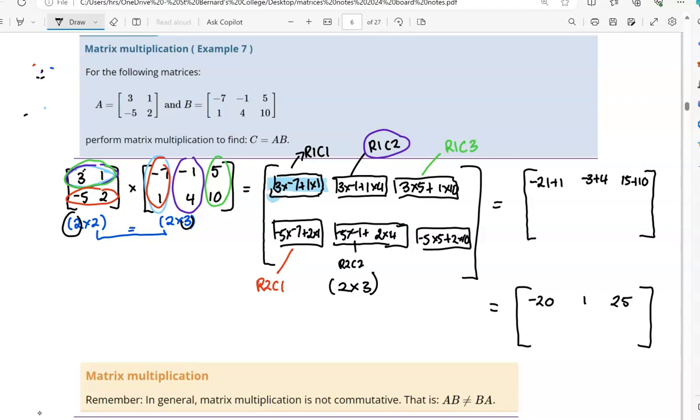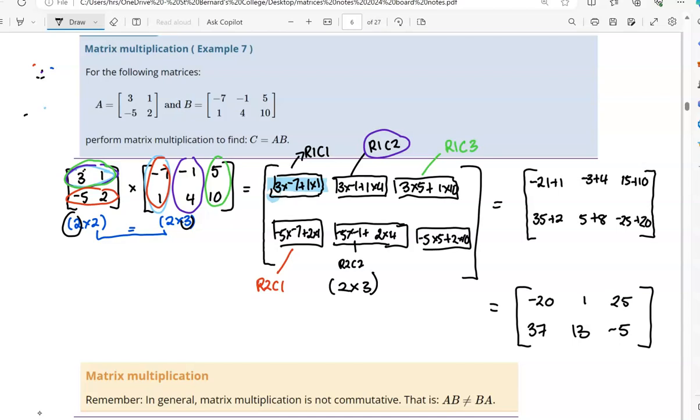Okay, so over here, -5 times -7 is +35. So that's 35 plus 2 there. This one would be 5 plus 8. And this one's -25 plus 20. So I could tidy them up. That'll be 37. This will be 13. And this one will be -5. All right, so that's a manual way.